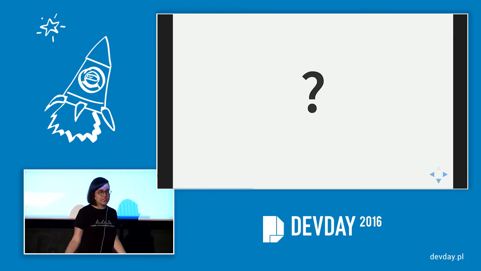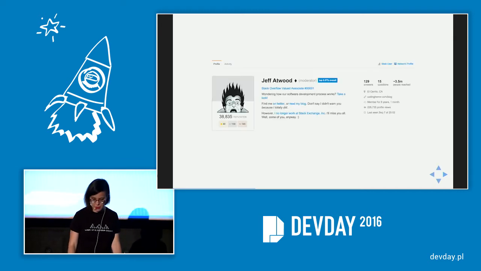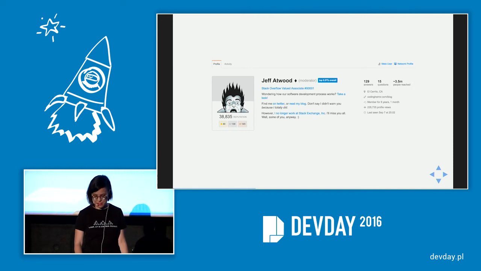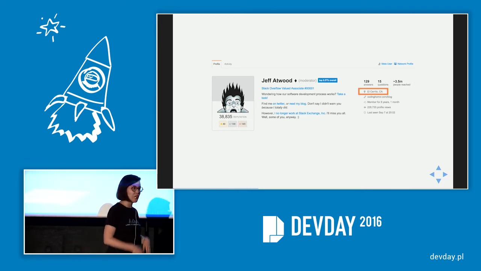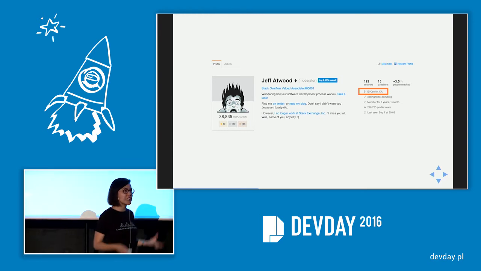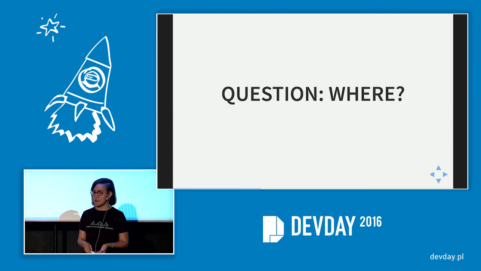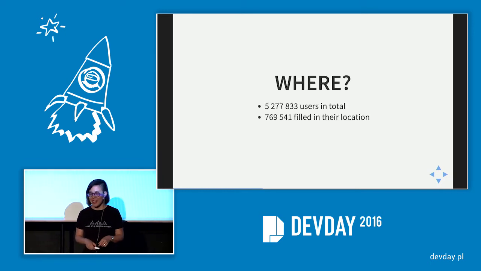Now, what other questions can we ask? Well, this is the profile of Jeff Atwood. And another interesting piece of information is the address. Because actually, Stack Overflow offers you an option to put in your address. So the next question I decided to ask is where? Where do people actually live? Where do they ask Stack Overflow questions?